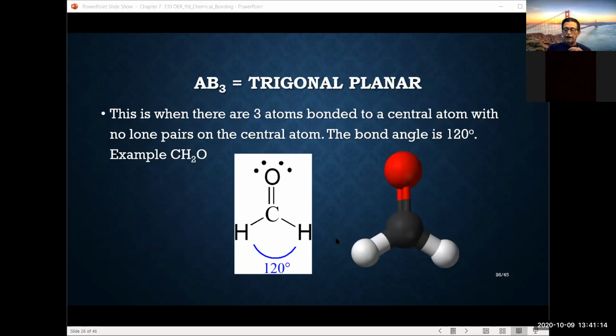Now, when you have an AB3, in which you have a central atom, and then you have three moieties bonded around it, you have what is called the trigonal planar, okay? And there's 120 degrees all the way around the central atom with respect to the moieties that are bonded to the central atom. This, for example, is the structure for formaldehyde. You may be familiar with it. It's a preservative.